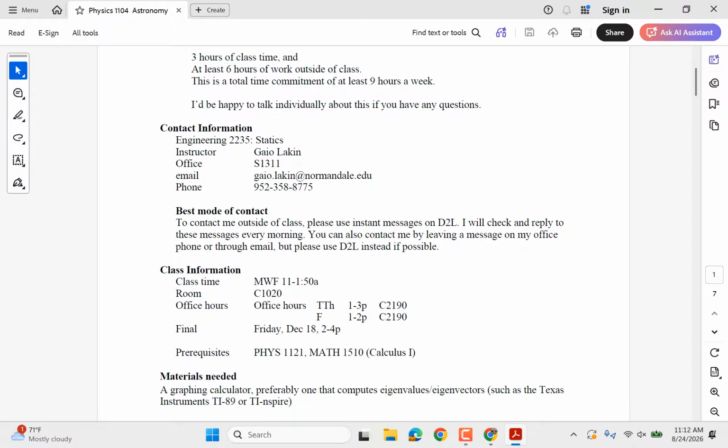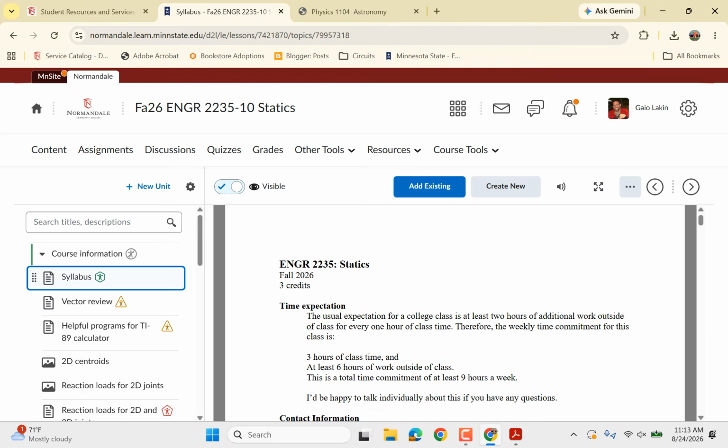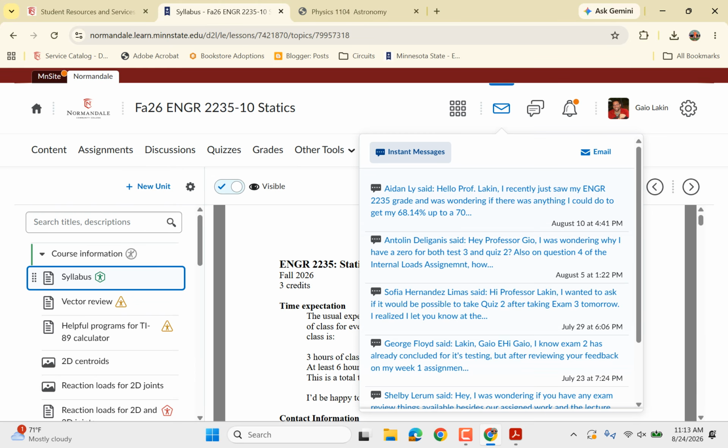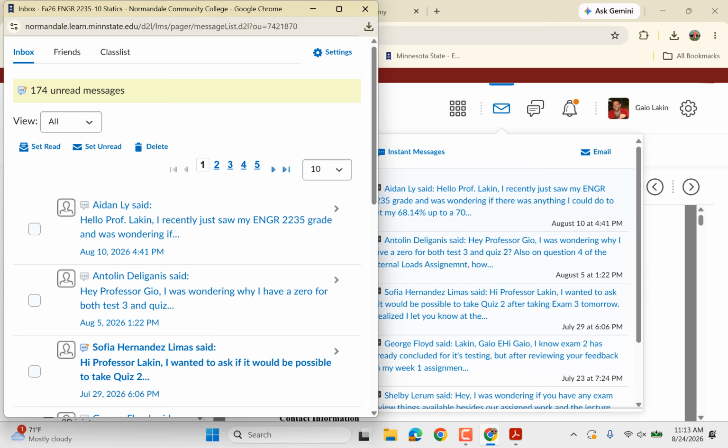My office is S1311. So it's on the first floor on that physics hallway. You can email me or call me. The best way to get a hold of me is through the D2L Instant Messenger. So if you go to D2L, this is the Instant Messenger. And if you go up here, Instant Messages, and you can send messages from here.